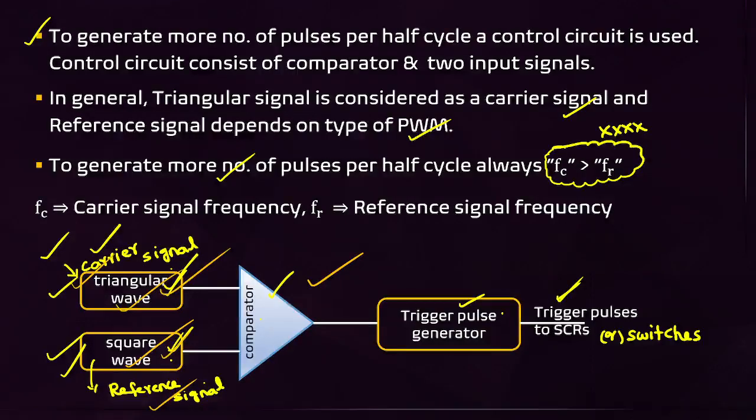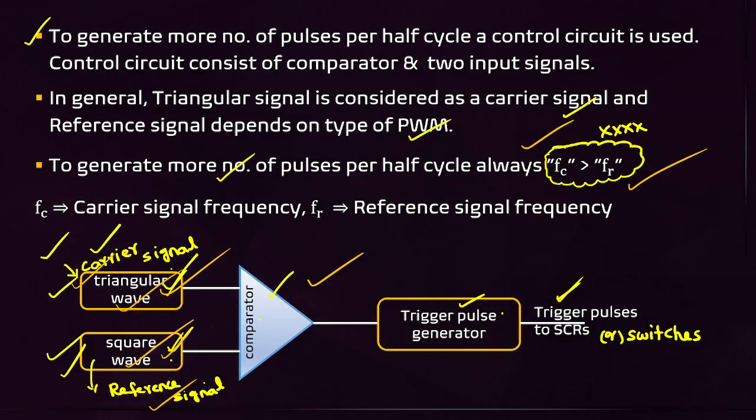Sir, why is the triangular wave the carrier wave? Point to remember, students. To generate more pulses per half cycle, we have to maintain a very high carrier frequency. That is, the carrier frequency must always be greater than the reference frequency. The carrier signal frequency must be greater than the reference signal frequency.